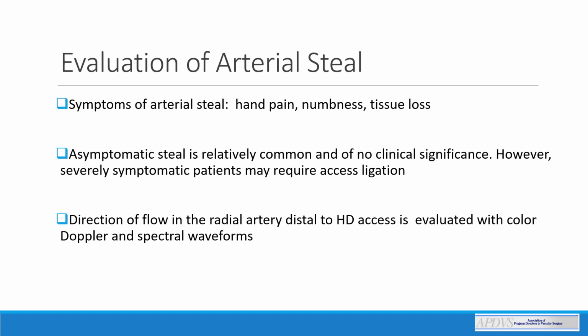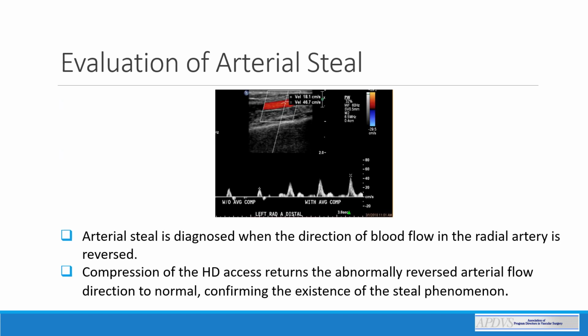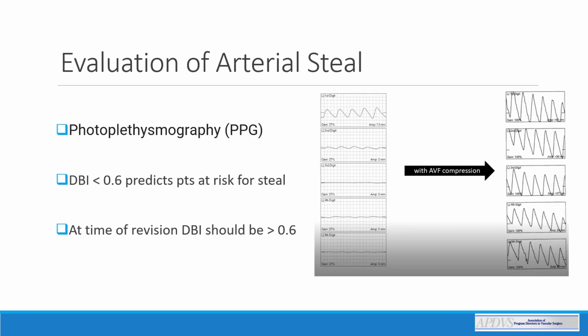Direction of blood flow in the radial artery distal to the HD access is evaluated with color Doppler imaging and Doppler spectral waveforms. If the direction of flow is reversed caudal to the access, the diagnosis of arterial steal can be made. Gentle brief compression of the access returns the abnormally reversed flow to normal, confirming the existence of steal phenomena. Photoplethysmography can also be used to diagnose steal. Dampened monophasic digital waveforms that return to normal with access compression are consistent with steal syndrome.